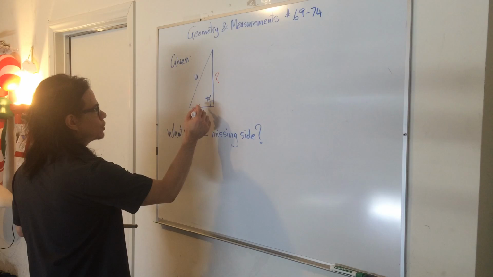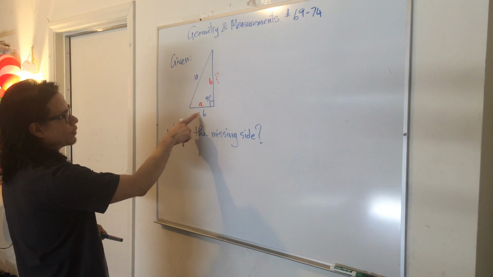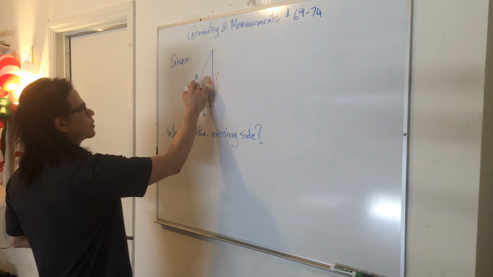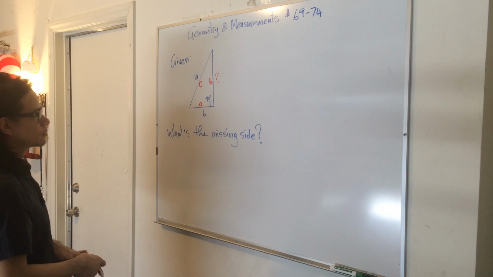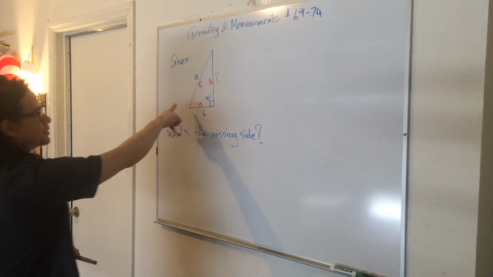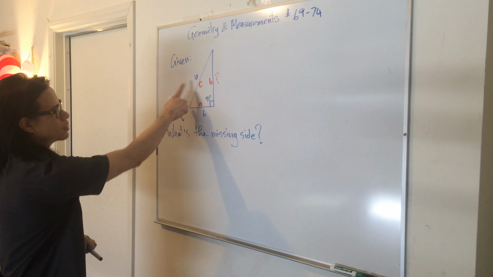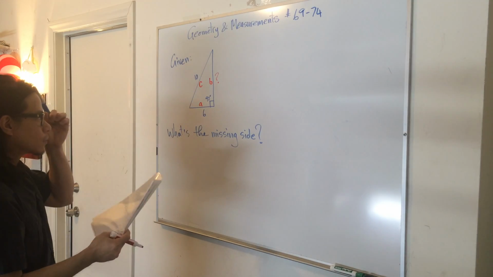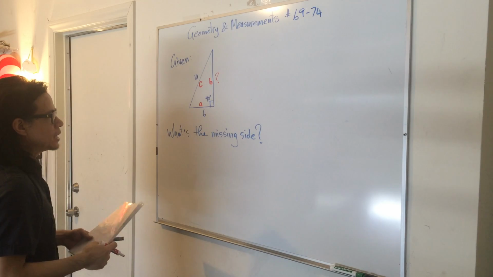So you have your two legs, A and B. We know the length of A, but we don't know B. But we do know the length of the hypotenuse. Okay? Remember, it's the slant that is opposite of the 90-degree angle. That's what the hypotenuse is. Okay? So let's find B.